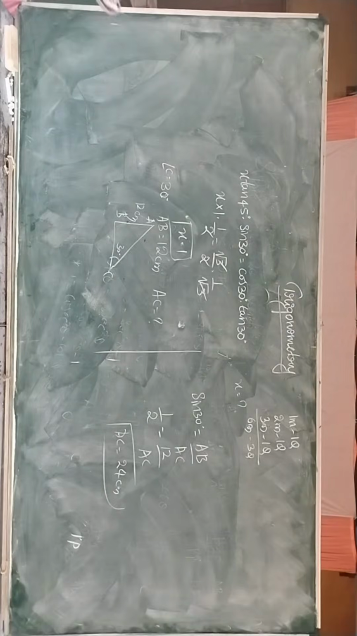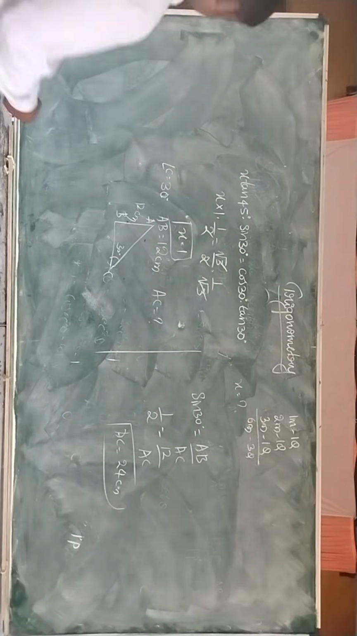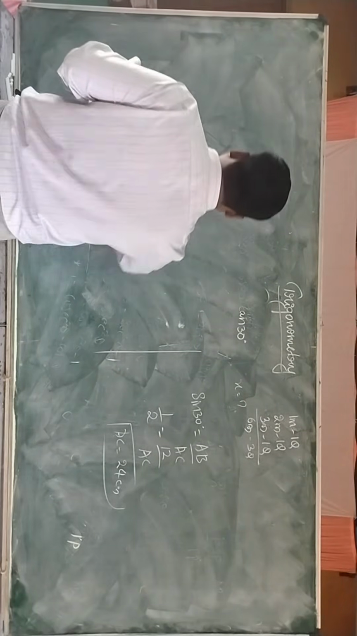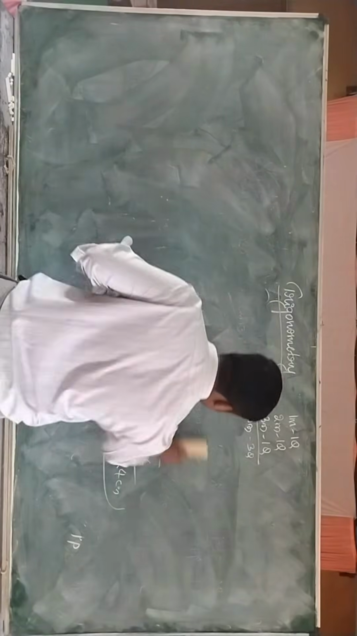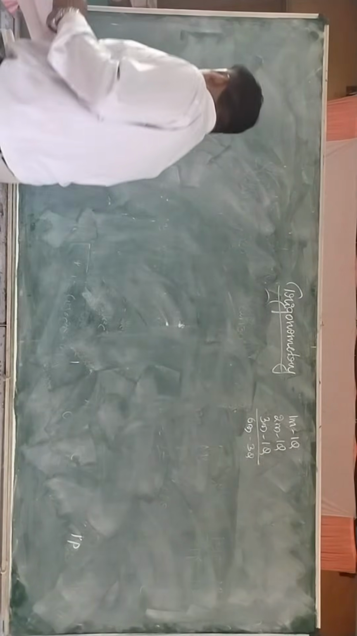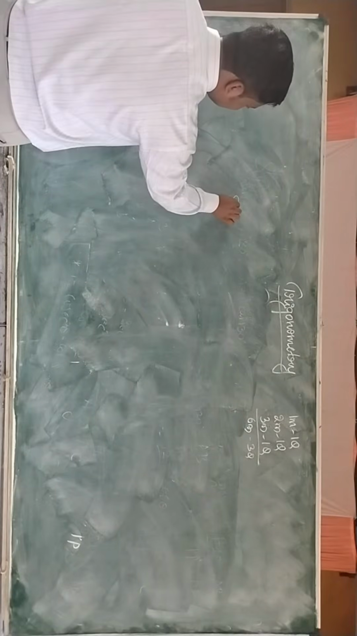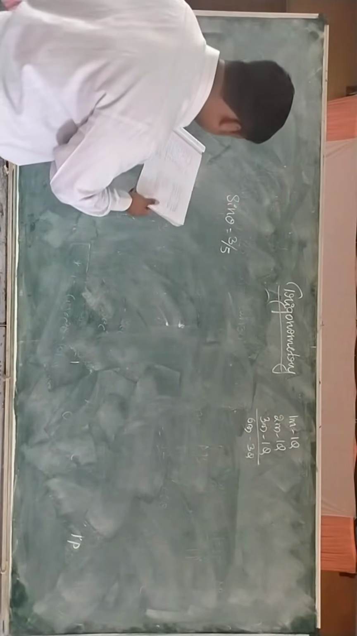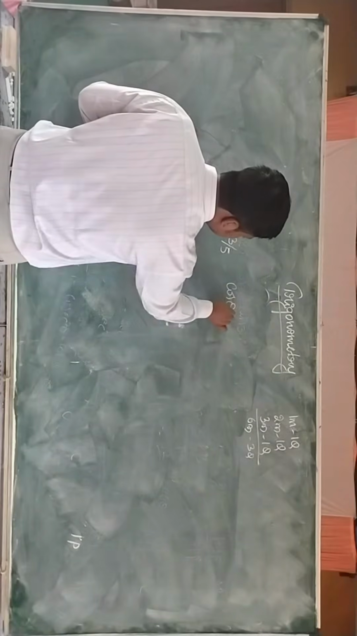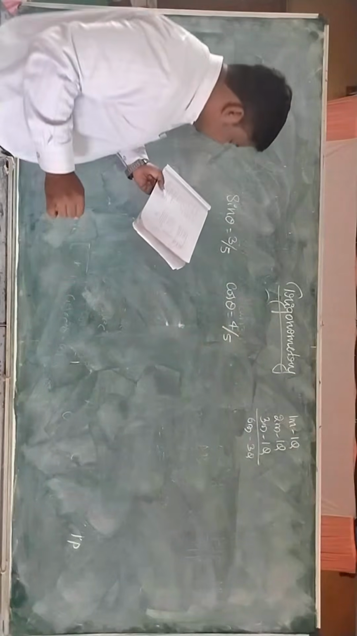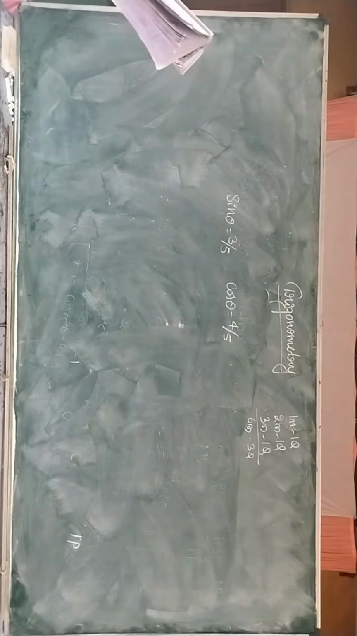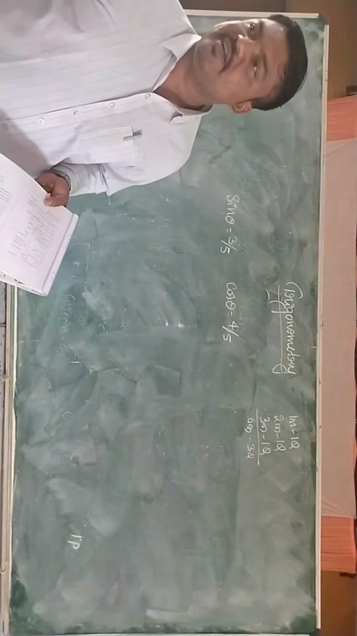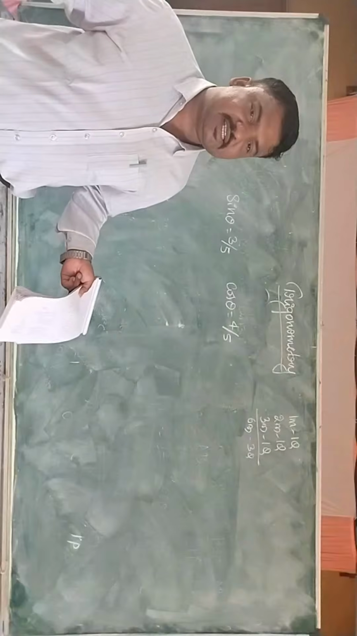If sin theta is equal to 3 upon 5, cos theta is equal to 4 upon 5, find the value of sin square theta plus cos square theta. Without calculating, you have to tell the answer.